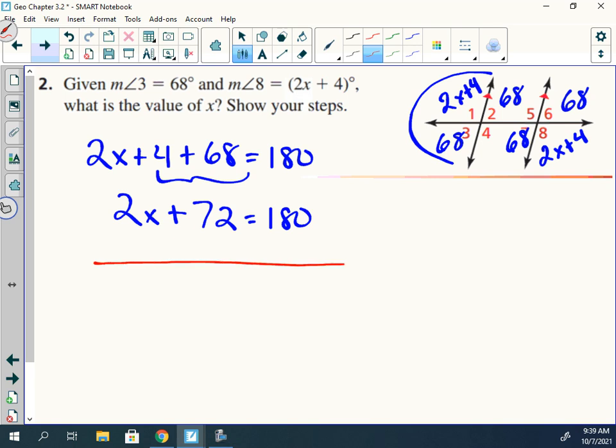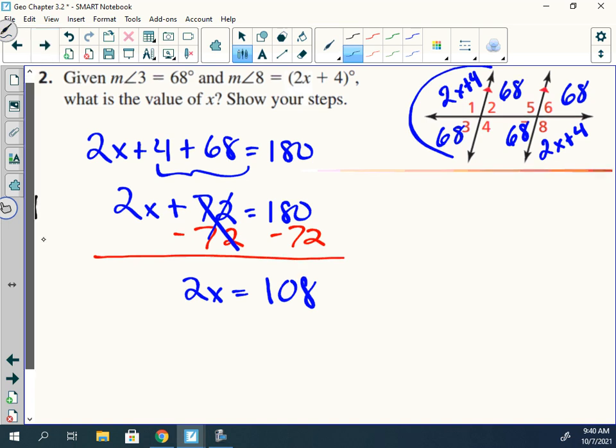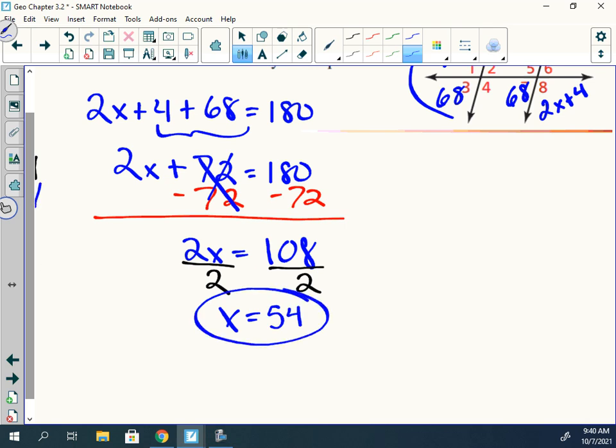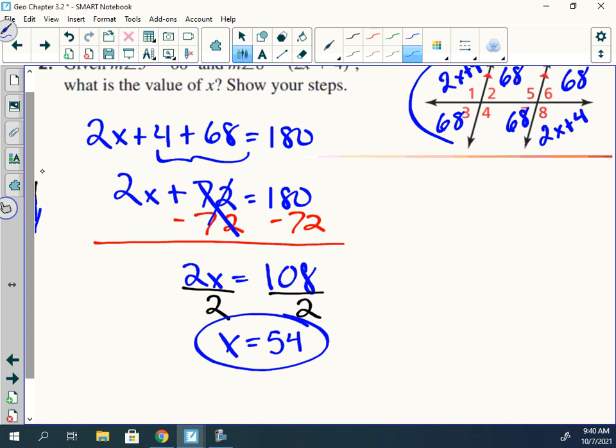Now at this point here we do need to get x by itself, so we would subtract 72 from both sides. Because 72 minus 72 will be 0. Now that does leave us with the 2x, or 2x plus 0, is equal to 108. And last but not least, we would divide both sides by 2 to get x by itself. And that's it.